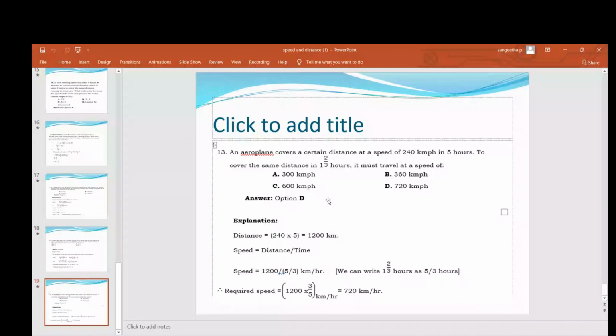The time they have given is 1 2/3 hours. The mixed fraction you have to convert into a normal fraction: 3 ones are 3, 3 plus 2 is 5 by 3. So 1 2/3 hours equals 5/3 hours. So 1200 divided by 5/3. Taking the reciprocal, it becomes 3 by 5. Solving this, I got 720 kilometers per hour. So the answer is option D.